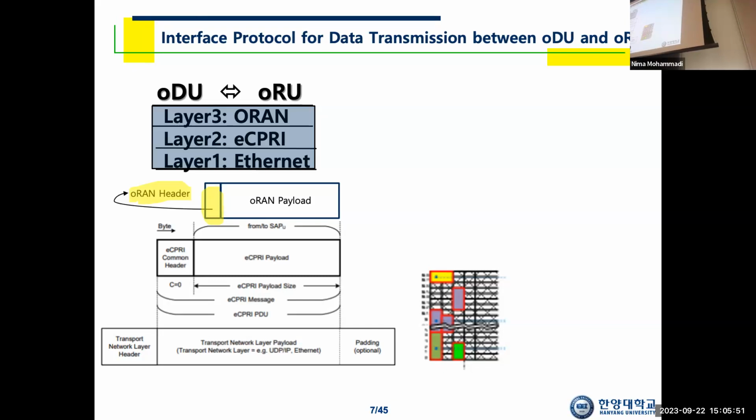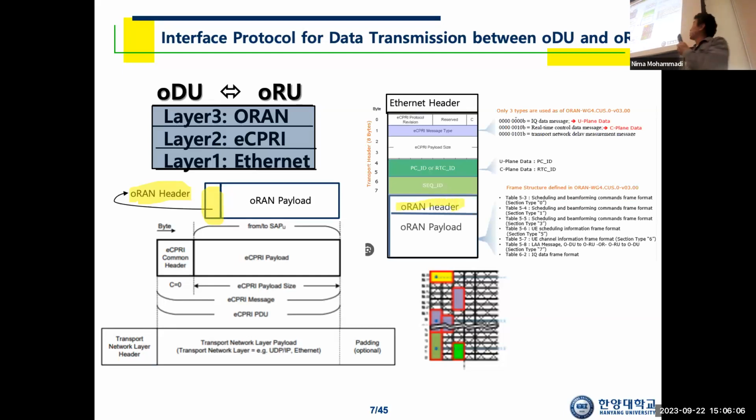Okay? Then this physical layer packet is transmitted from ODU to ORU for downlink, from ORU to ODU for uplink. Then the receiver will receive this physical layer packet, and he decodes first.